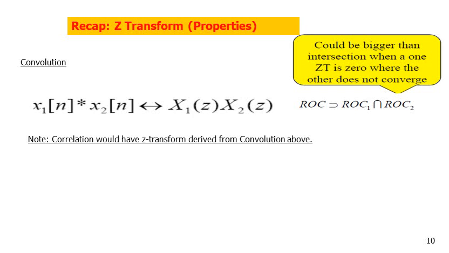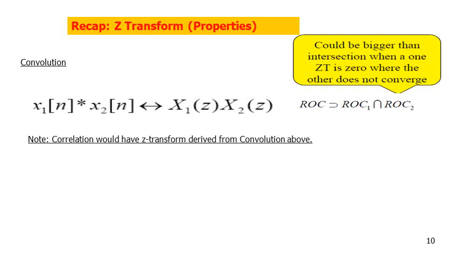But this region can be bigger than the intersection also, as you can see from here in the comment box, that if one of the z transforms is 0 and the other does not converge, the region of convergence would be bigger than the intersection. And we may discuss some of such sequences in future, but for the time being, just remember that the region of convergence would be at least equal to the intersection of the two regions of convergence.